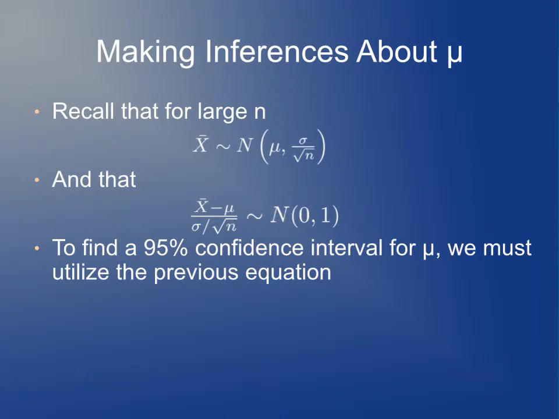And recall from the previous lecture that for large values of n, the sample mean x bar is approximately normal with mean mu and standard deviation sigma over the square root of n, and hence x bar minus mu divided by sigma over square root of n is approximately normal with mean 0 and standard deviation 1. So if we want to find a 95% confidence interval for mu, I'll show here how we can use these facts.